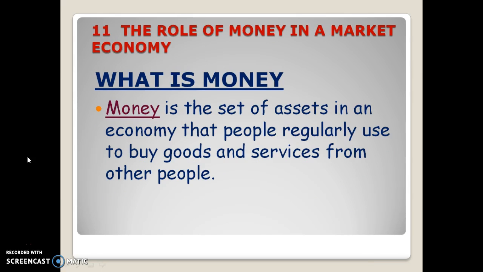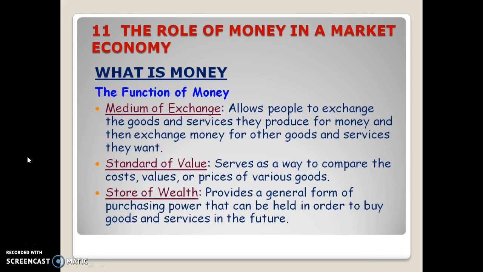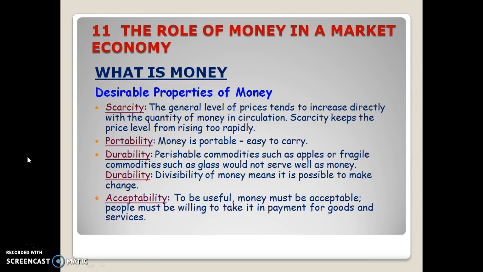Money is anything that's used as a set of assets that people regularly can use to buy goods and services. There are 3 functions of money. Money is a medium of exchange, which allows people to exchange the goods and services they produce for money. Money is a standard of value, meaning it holds the value that's on the note, and it's a store of wealth, which means the value it holds creates purchasing power. Money holds the value on the note.